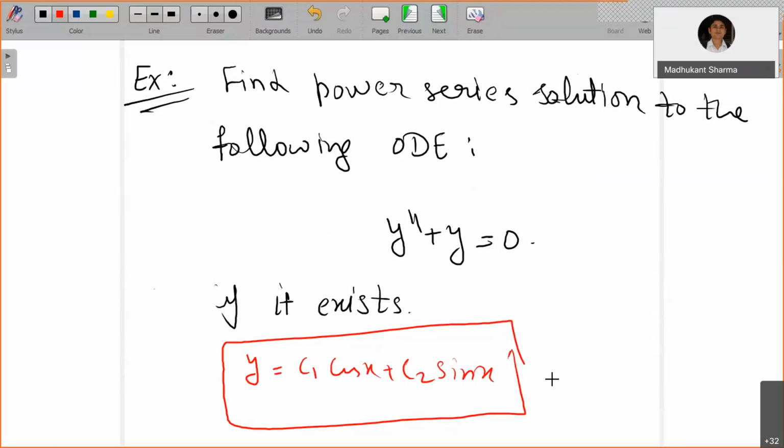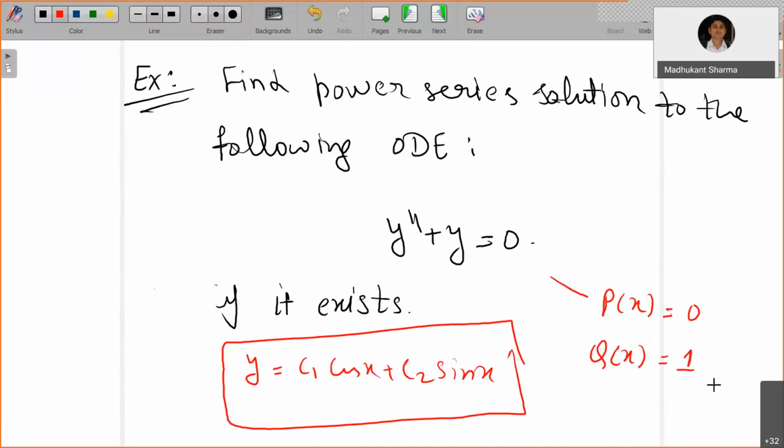Now we are interested in deriving the power series solution of this. We are going to start in the same fashion. First, we look at the power series solution around x equals 0. If you compare with the standard equation, p of x, the coefficient of y dash, is 0. And q of x, the coefficient of y, is 1. They are constants, and constant functions are anyway analytic everywhere.